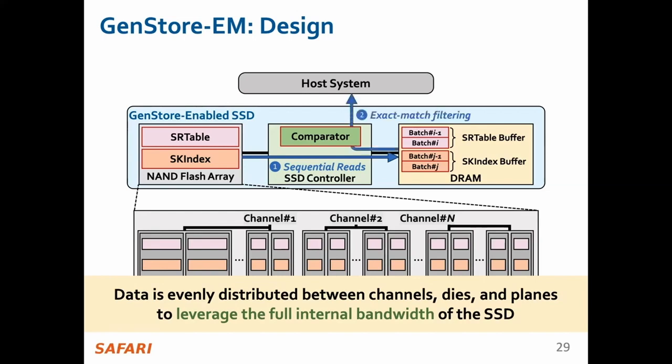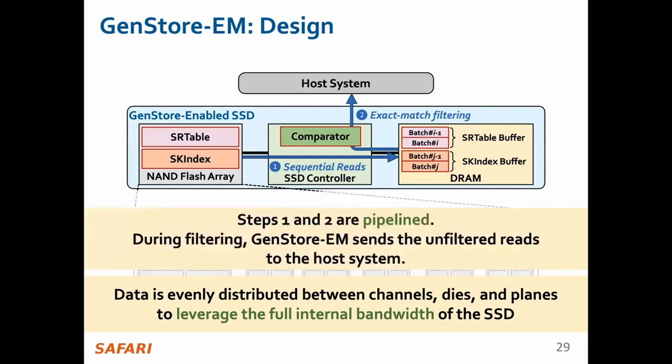So then step two performs exact match filtering within each read batch using simple comparator logic. And steps one and two are performed in a pipelined manner. That enables us, during filtering, to send the unfiltered reads to the host system for full analysis. So meanwhile, inside the SSD we are working on the filtering, and the read mapping can happen in parallel in the host system. And the reads that are filtered do not waste the external bandwidth of the SSD or the main memory bandwidth of the host system. So that would be the overall flow of GenStore-EM.